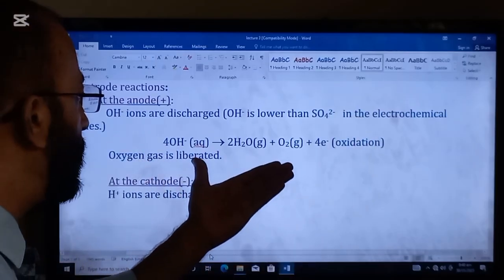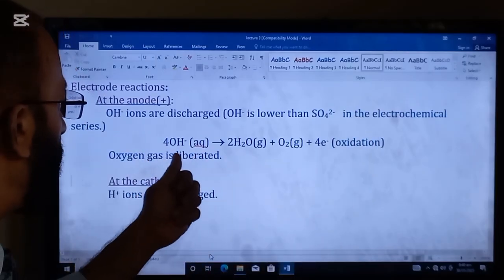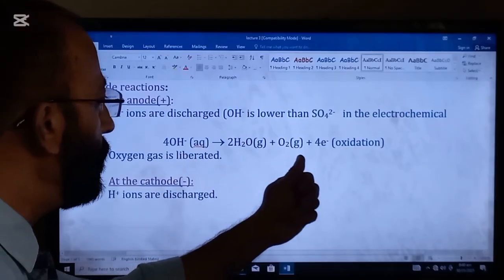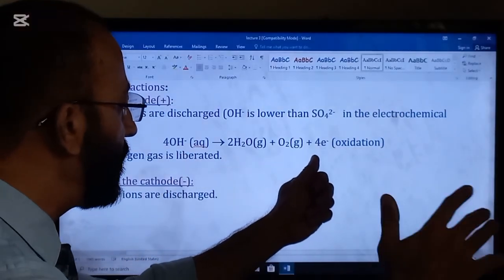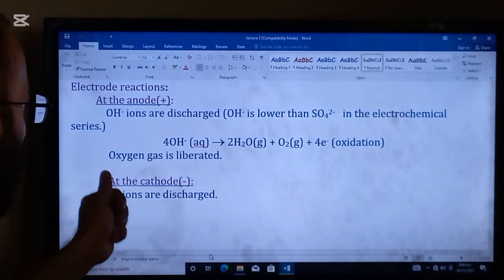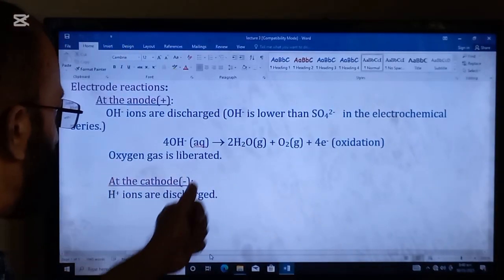And the reaction is this one: 4OH- forms 2H2O + O2 + 4 electrons. This is an oxidation process. Oxygen gas is liberated.